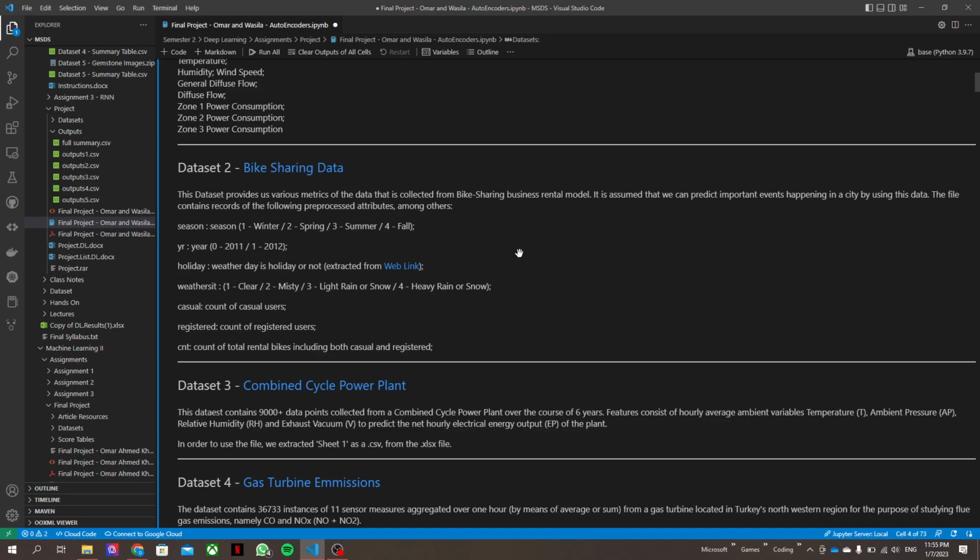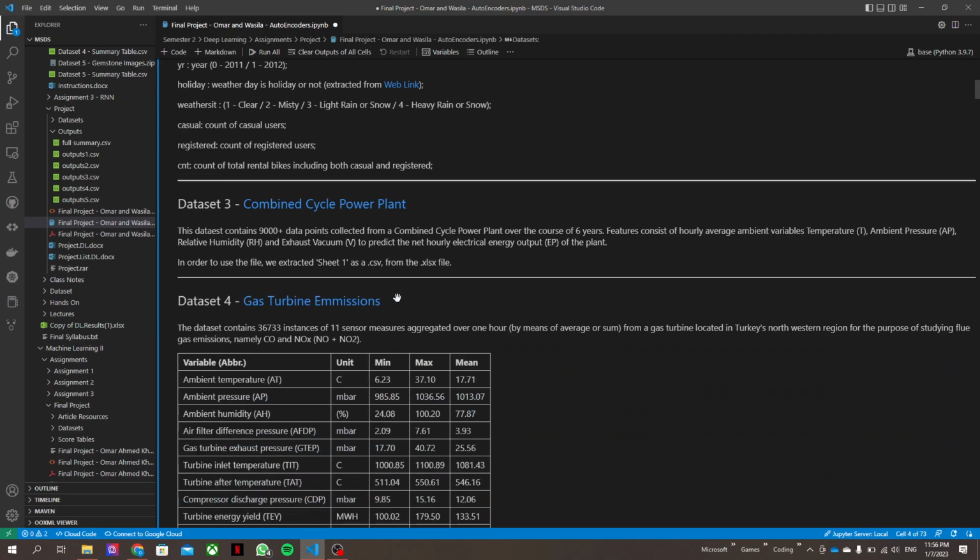To do this, they give us a lot of different features. Here, I've only defined a few of them, such as seasons, holiday, weather set, etc. The ones I've defined in this description are only there because these are encoded data labels. So one refers to winter, two refers to spring, three for summer, four for fall, and so forth for different variables. The third data set was that of a combined cycle power plant.